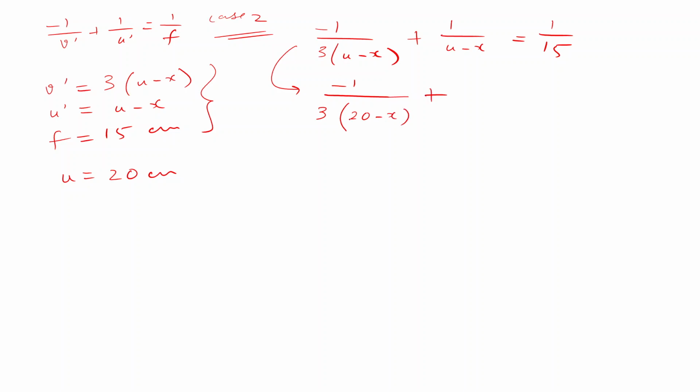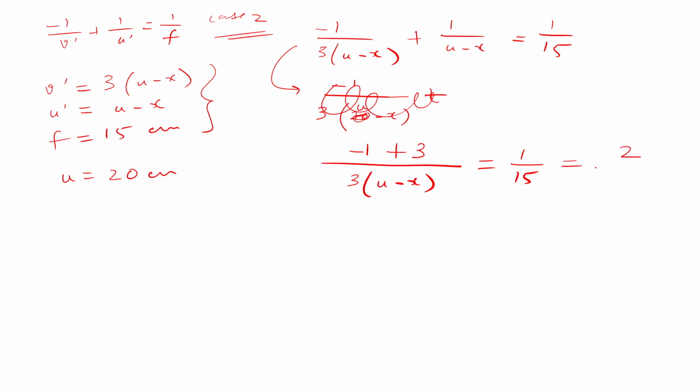Even if I don't keep u also, there should not be a problem. U minus x, if I'm taking LCM here, it will be 3 times u minus x. This will be minus 1 and this will be 3 times 1. Then it will be 1 by 15, which is 3 minus 1 is 2, and this will be u is 20 minus x.